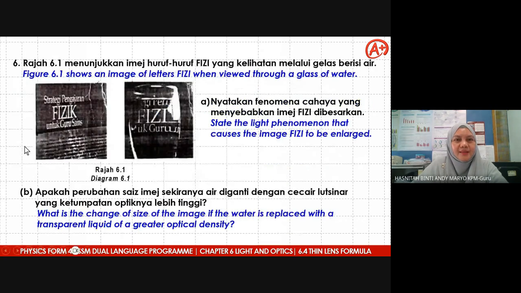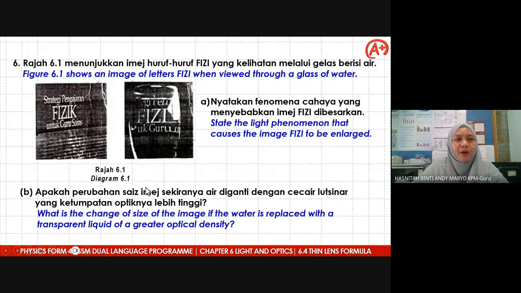Okay, question 6. I think this is the last question for exercises on this topic, 6.1. This is from a past year SPM question. Okay, long time ago.